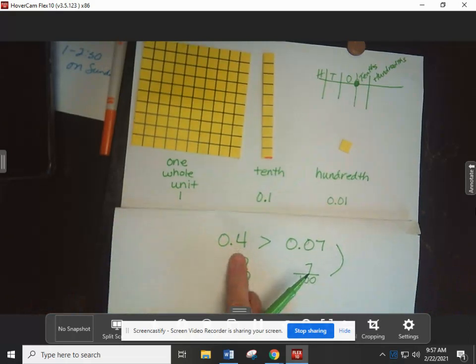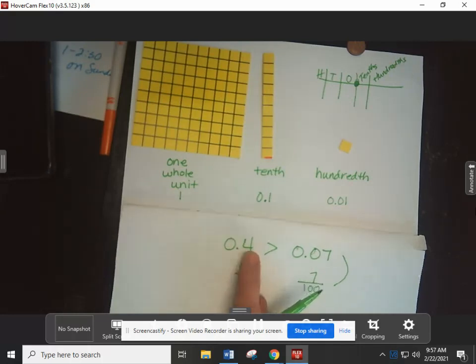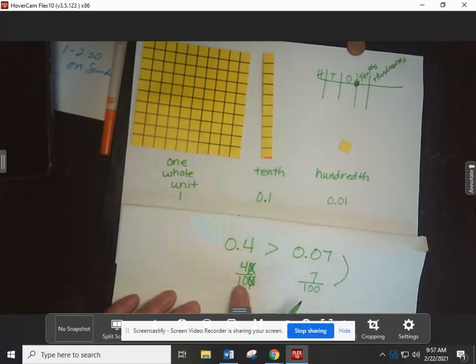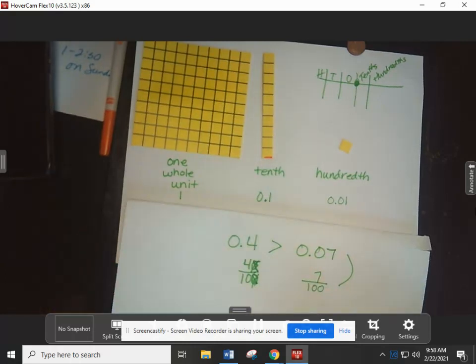How do you pronounce this one, everybody? 0 and 40 hundreds. Right now it's not, there isn't a zero behind it. So it's 4 tenths. And this one is 4 tenths. Okay.